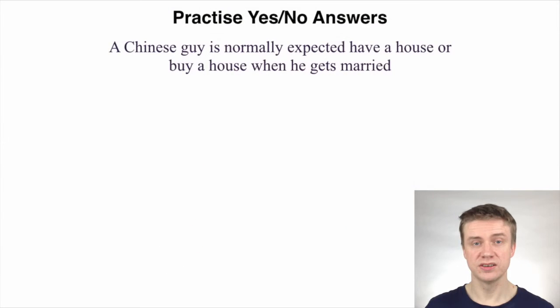Okay, your turn to practice using yes, 是的 or no, 不是, to agree or disagree with a few statements about Chinese culture. Here's the first statement. A Chinese guy is expected to have a house or buy a house when he gets married. 是的. Yes, in China, a guy that's not able to buy a house usually finds it very hard to find a Chinese woman to marry him.